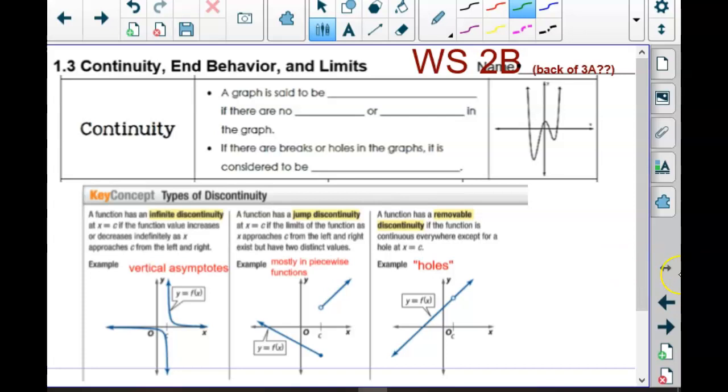Enough review. Today we're going to talk about continuity and then we're going to talk about end behavior. End behavior in particular approaches the idea of a limit, but I want to save the real definition of a limit for a calculus class. Okay. A graph is said to be continuous if there are no breaks or holes in the graph. If there are breaks or holes in the graph, it is considered to be discontinuous.